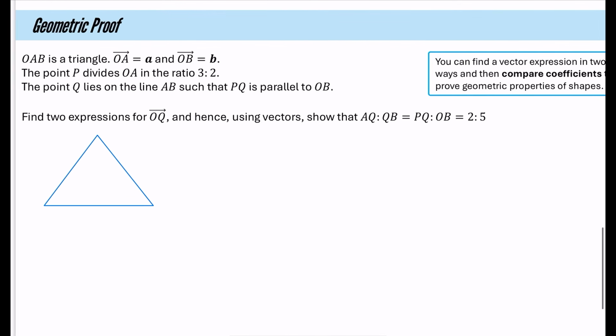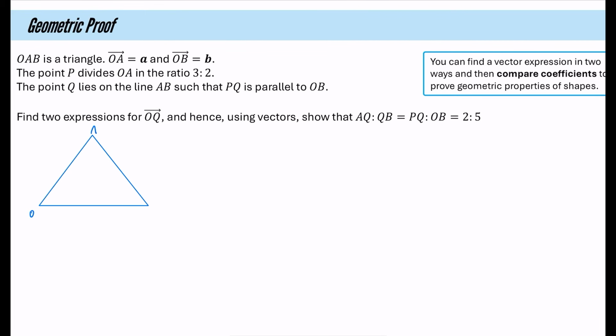So OAB is a triangle. Here is my OAB, and it says that OA is A. So this vector that we have is the vector A, and OB is B. The point P divides OA in the ratio 3:2. So I'd probably put the point here, P, and it divides it in the ratio 3:2. As a fraction, it's 3/5 on that side and 2/5 of the line on that side.